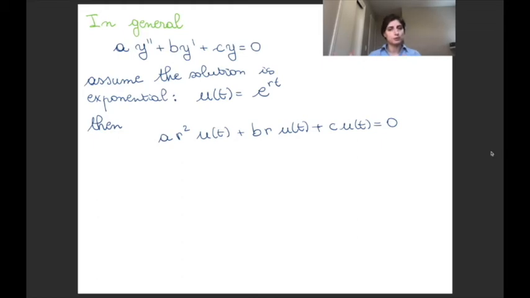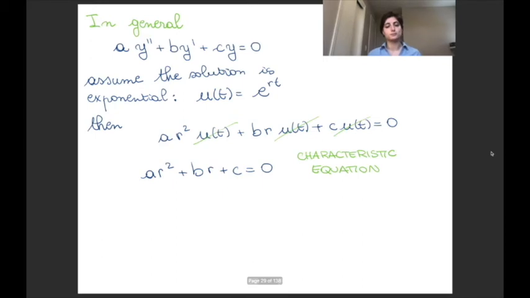And u is an exponential, so u is never 0, so we can cancel it out and retrieve an equation, ar squared plus br plus c equals 0, where a, b, and c are known from the problem, while r is the unknown that we were looking for. So now we can solve this equation. This equation is very important, and we're going to loop back at it multiple times. It's called the characteristic equation.